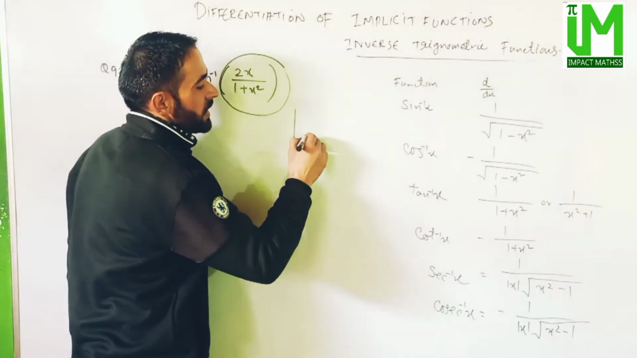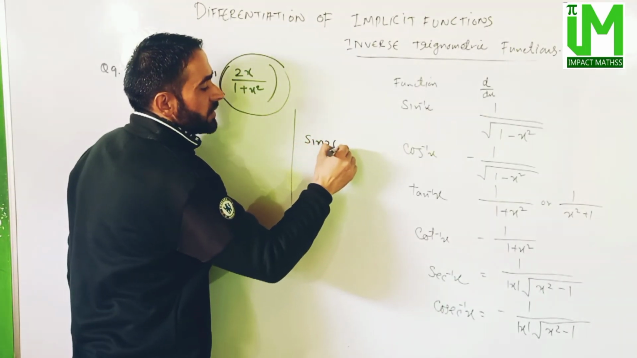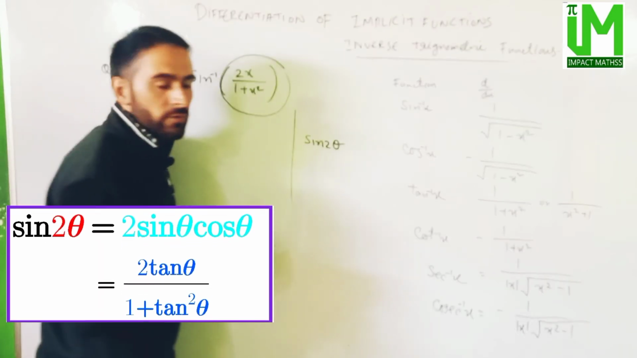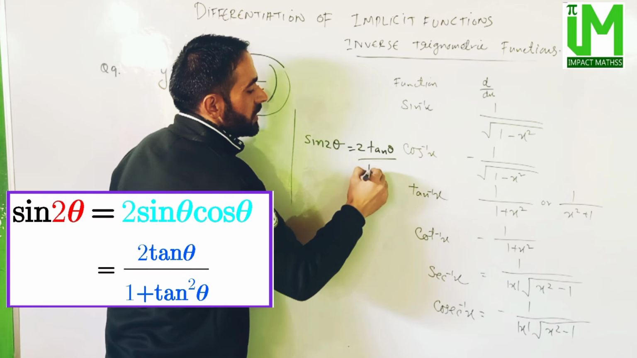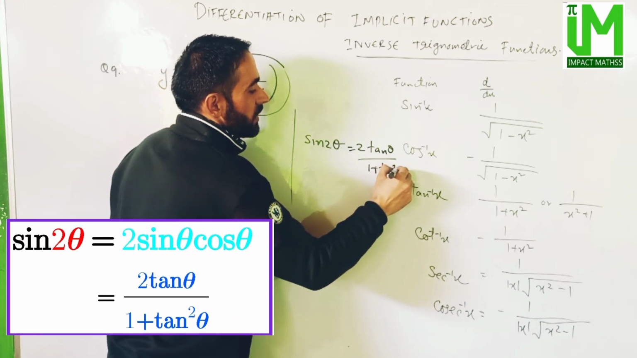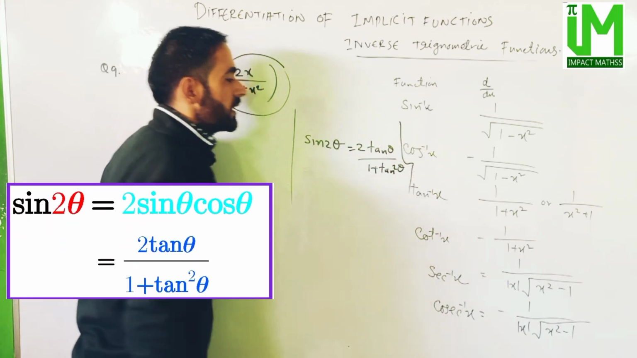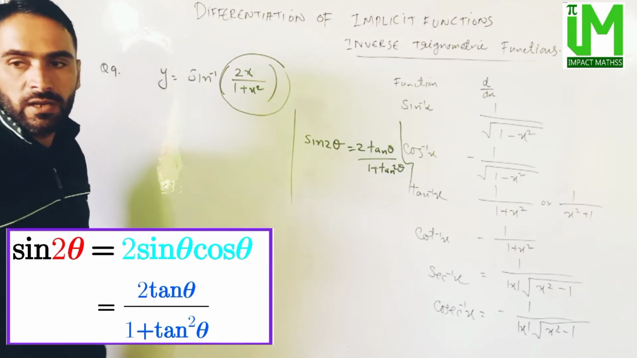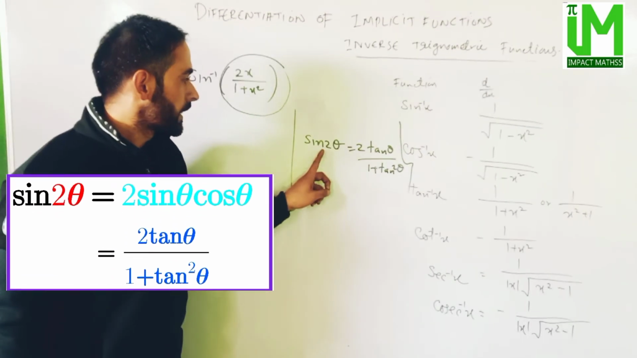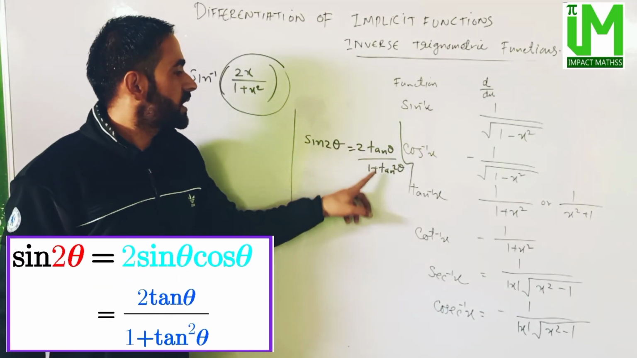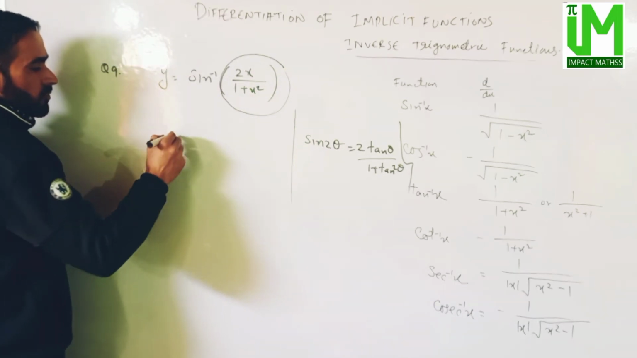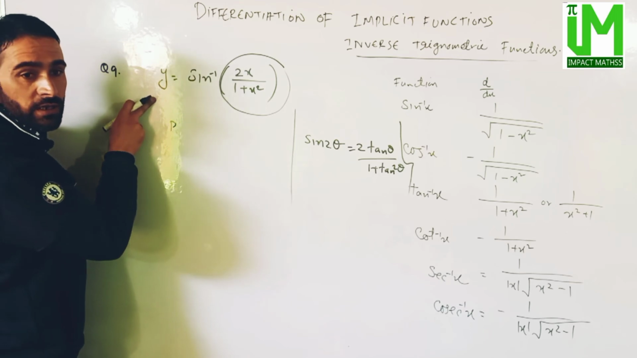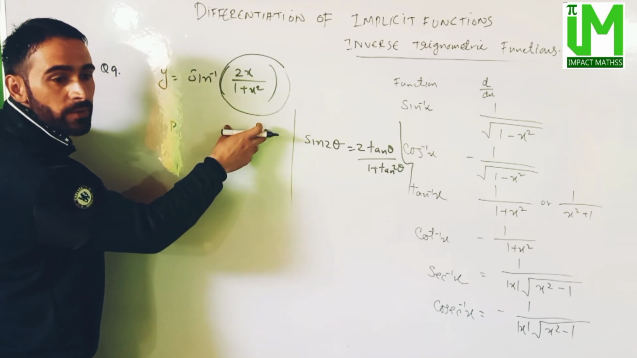So we know sin 2 theta in terms of tan is equal to 2 tan theta divided by 1 plus tan square theta. So if we put it here, we'll simplify the term before differentiation.